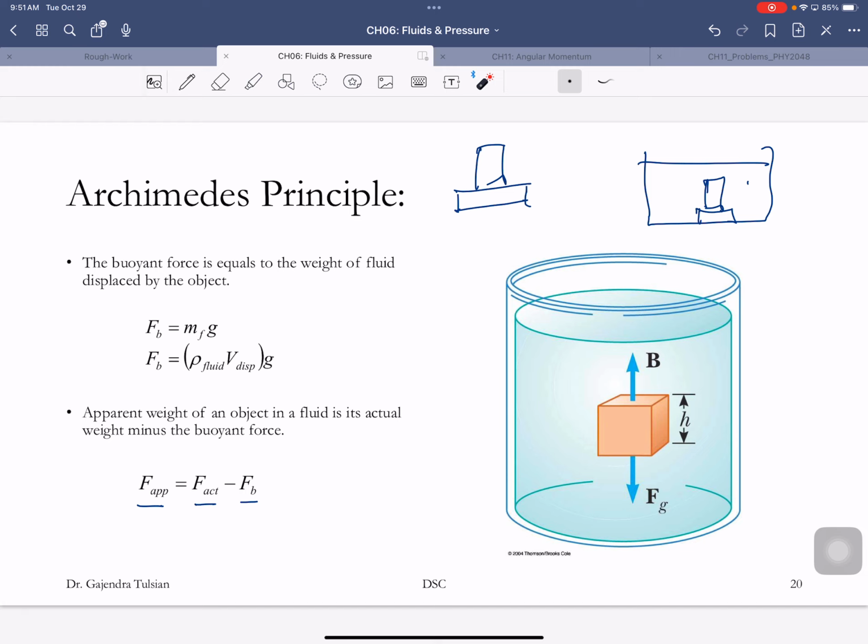Archimedes' principle tells you how large this buoyant force will be. I'll write it as FB. The buoyant force is equal to the weight of the displaced fluid. So this object displaced that much fluid, and this force is equal to the weight of that much fluid. That's what Archimedes' principle says.